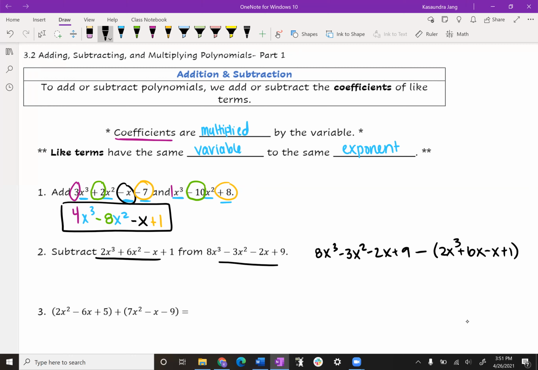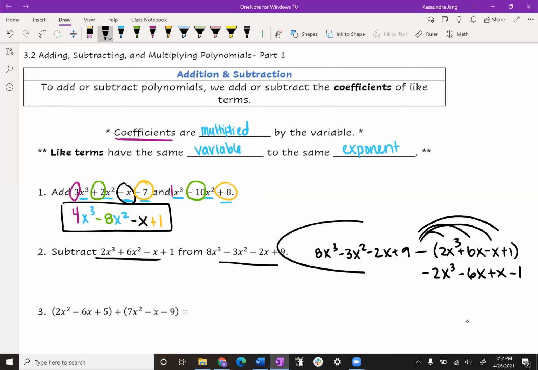Okay, so because I'm subtracting, again, if I was subtracting 2, I could say that's like adding a negative 2. I'm going to turn this into adding the opposite sign of each of these guys. So I would say it's a negative 2x cubed, a negative 6x, a positive x, and a negative 1. I changed the sign on each. This first polynomial did not have a negative in front of it, so there's nothing to distribute. That one will stay the same.